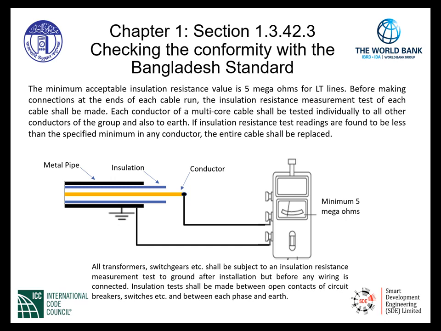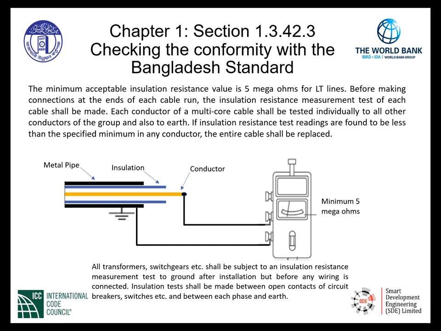Before making connections at the ends of each cable run, the insulation resistance measurement test of each cable shall be made. Each conductor of a multi-core cable shall be tested individually to all other conductors of the group, and also to earth. If insulation resistance test readings are found to be less than the specified minimum in any conductor, the entire cable shall be replaced. All transformers, switchgears, etc., shall be subject to an insulation resistance measurement test to ground after installation, but before any wire is connected.